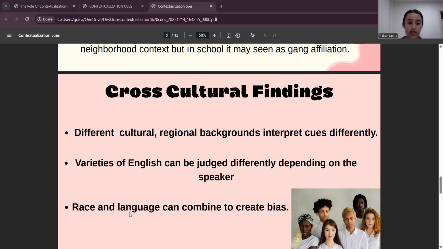And also, race and language can combine to create bias. Like a white teacher can speak in an informal way, but if a black teacher uses the same style as the white teacher, this can be seen as the black teacher being unprofessional. It can be seen like that.